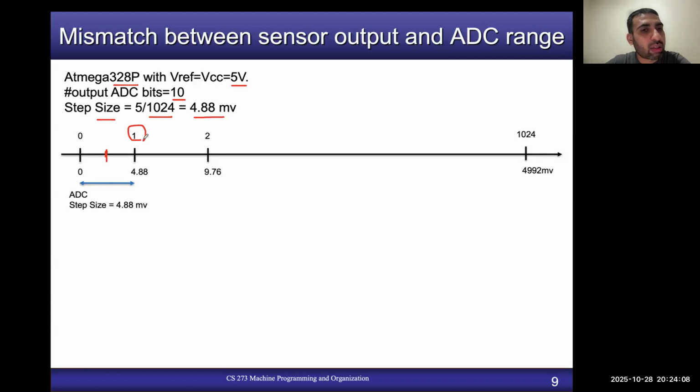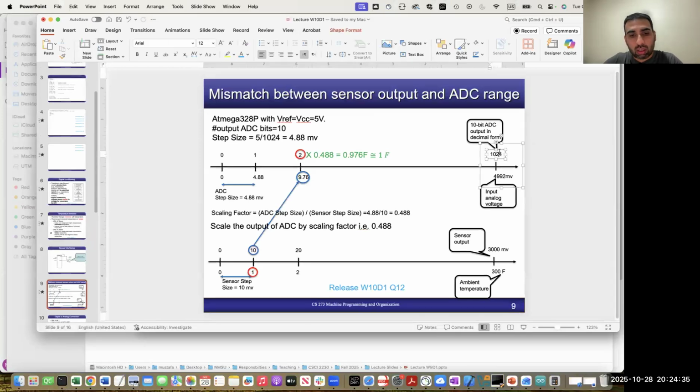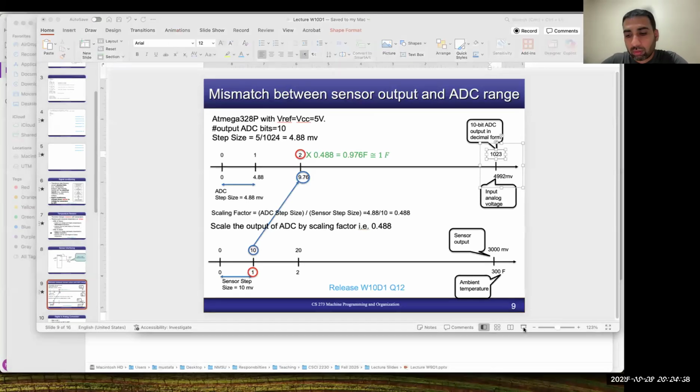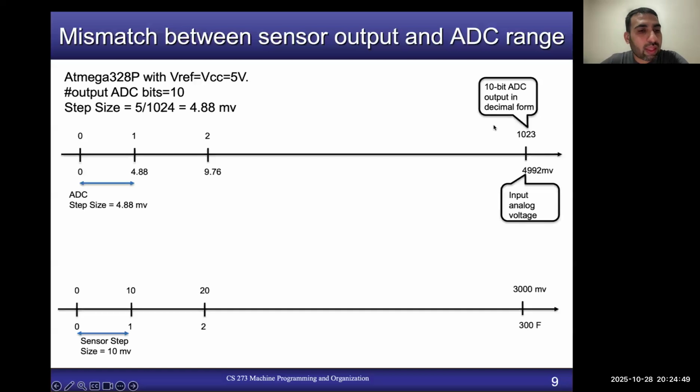I didn't write a 10-bit binary of 1 because it will take space, right? And if your analog input is 9.76 millivolt, the digital output will be 10-bit binary of 2, and so on. And the maximum is when you have 4992 millivolt, your output will be 1023, not 1024. Sorry, my mistake. So it should be 1023, right? On the bottom side we have the input analog voltage, and on the top side we have the 10-bit ADC output in decimal form, right? And this is the step size.